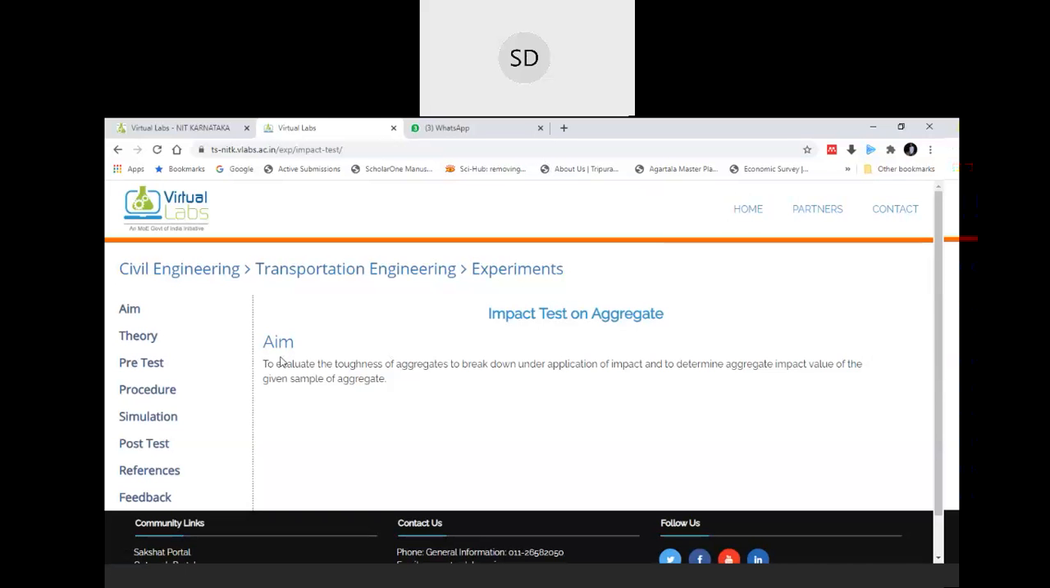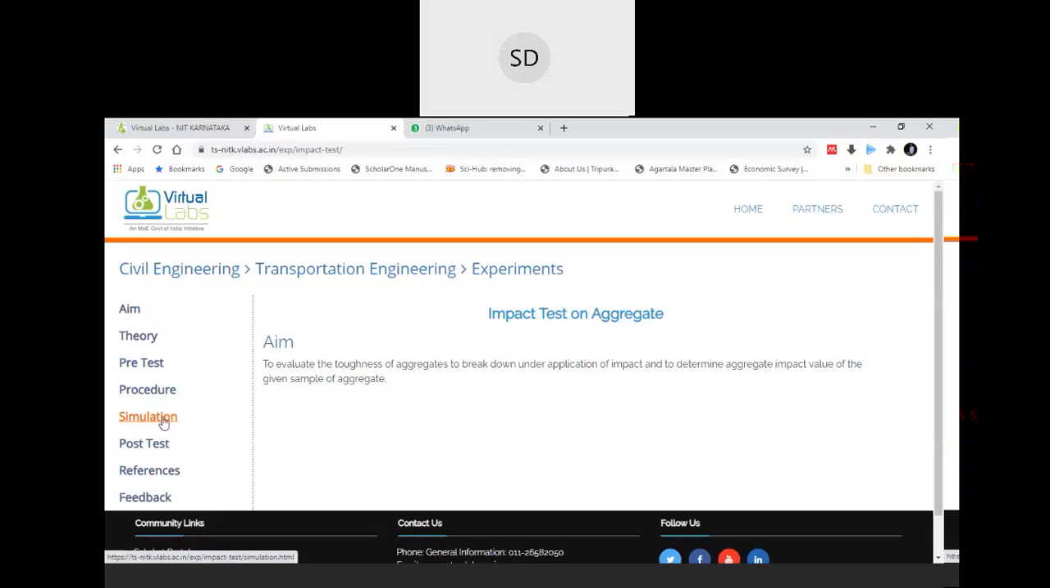Okay. Now we will try to do another test that is called the impact test. In the crushing test, the load was applied gradually, but in the impact test, the load is applied as impact. Impact means sudden application of the load. The impact test is also very important, and it is conducted to find out the impact resistance of the aggregate, or the toughness of the aggregate to break down under the application of impact loading.